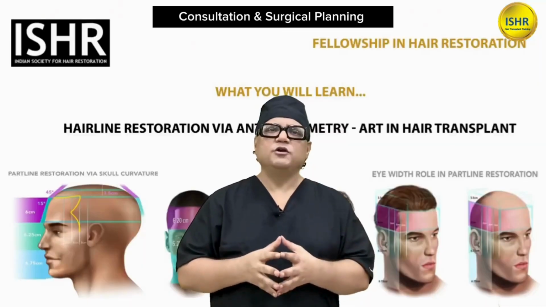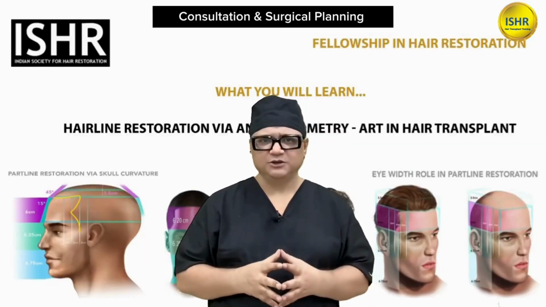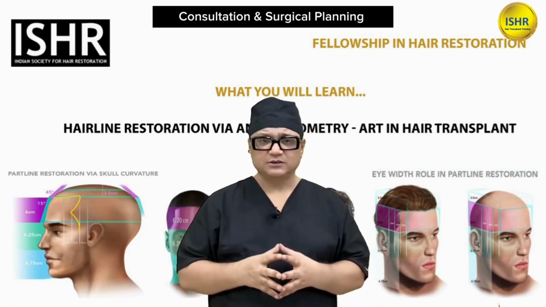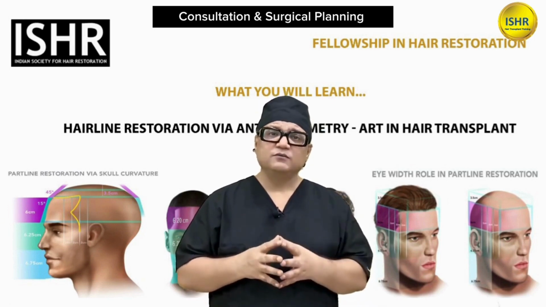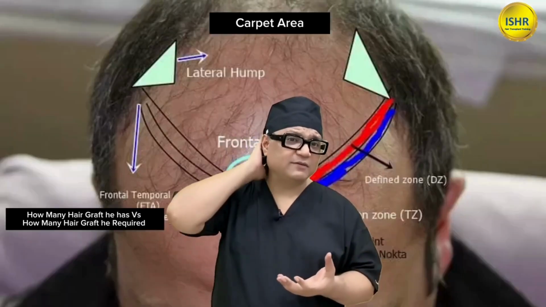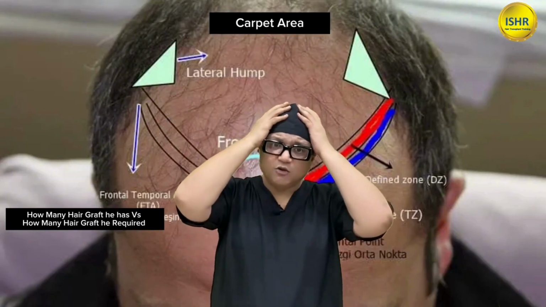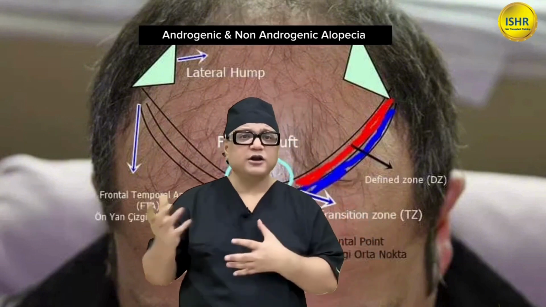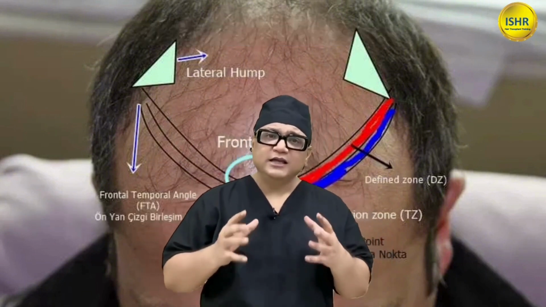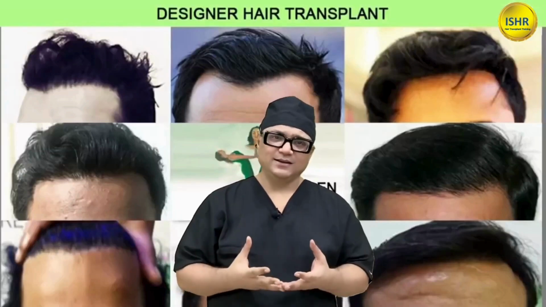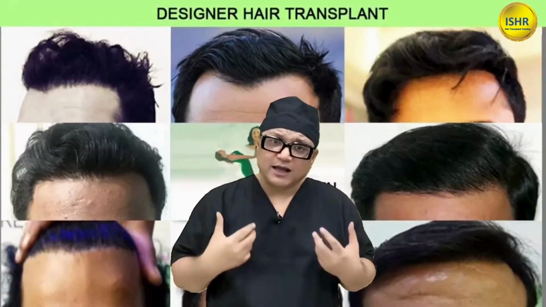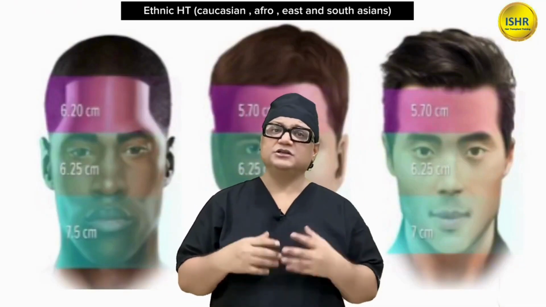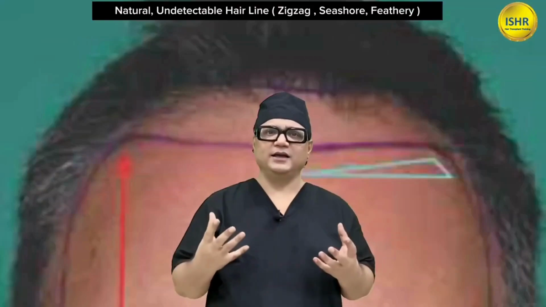First and foremost, we're going to start with consulting a hair transplant patient, finding out the indications and contraindications for hair transplant. Then we will discuss how to find out how many hair grafts he has, how many he requires, and whether he has androgenetic or non-androgenetic alopecia. Then we will discuss hairline design as per his age, height and ethnicity. He's Afro, Caucasian, Asian, Indian. So we're going to draw his hairline.